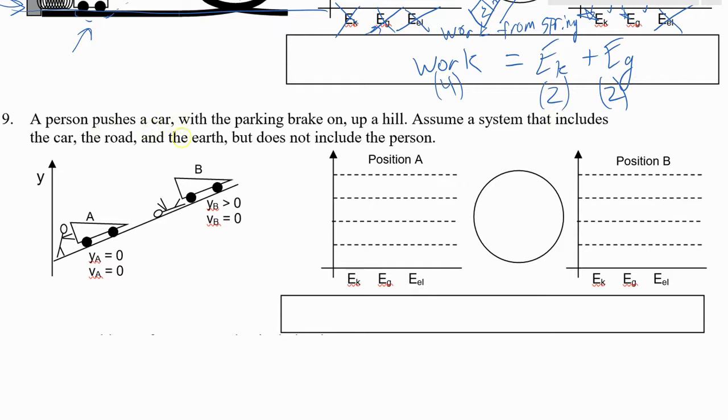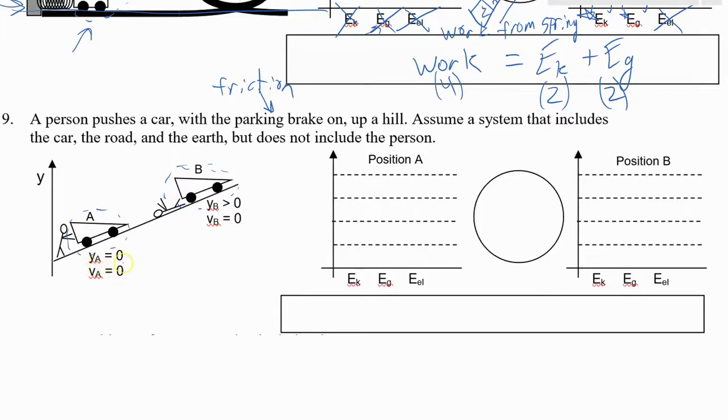A person's pushing a car with the parking brake on. With the parking brake on means that there's going to be friction. Up a hill, assume a system that includes the car, the road, the earth, but not the person. So that's an important thing to talk about. Our system is just the car, not the person.